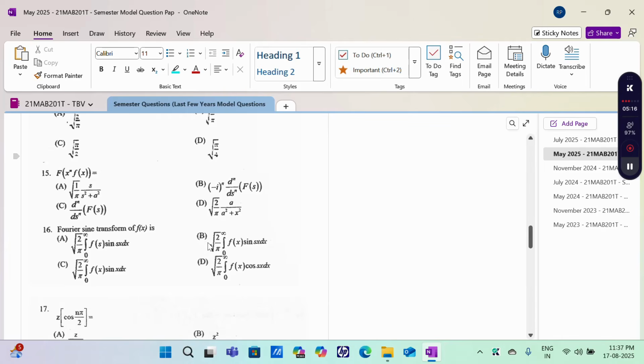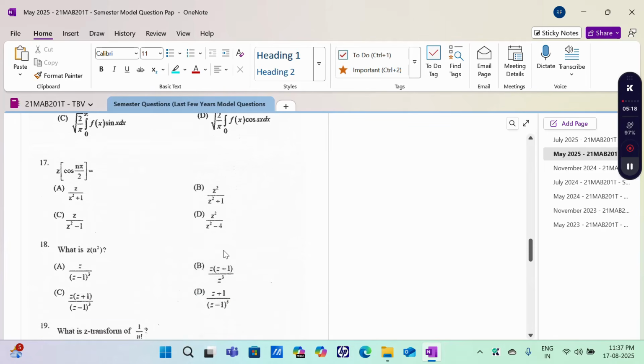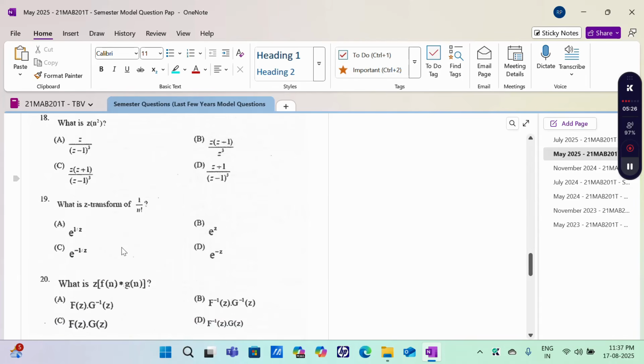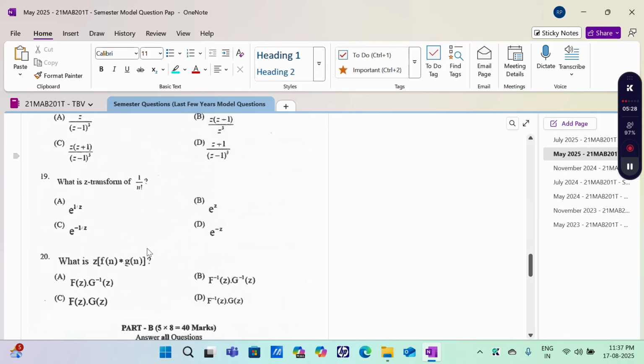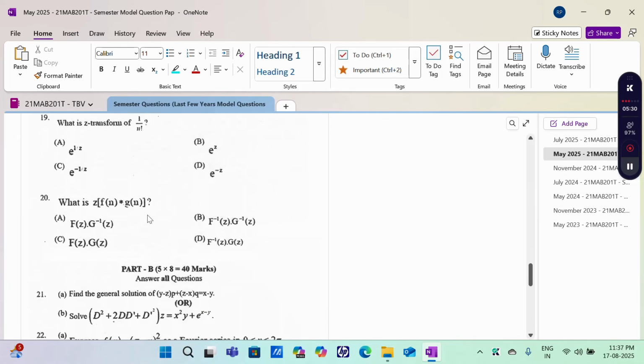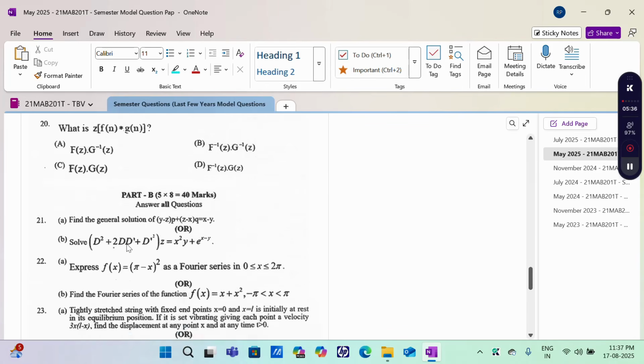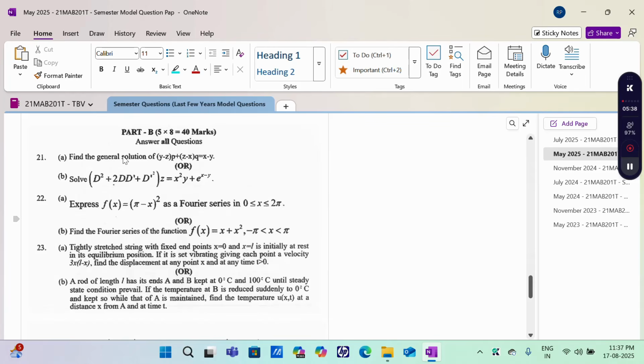So up to the 16th question are unit 4, and the 17th to 20th are unit 5, Z transform. Z of some function is given to find the value, then Z transform of 1 by n factorial, and this is a property, Z of f of n star g of n, the convolution theorem of Z transform. Then part B.